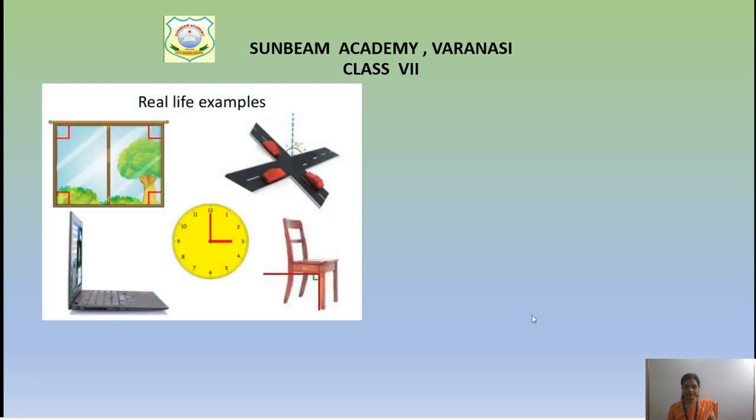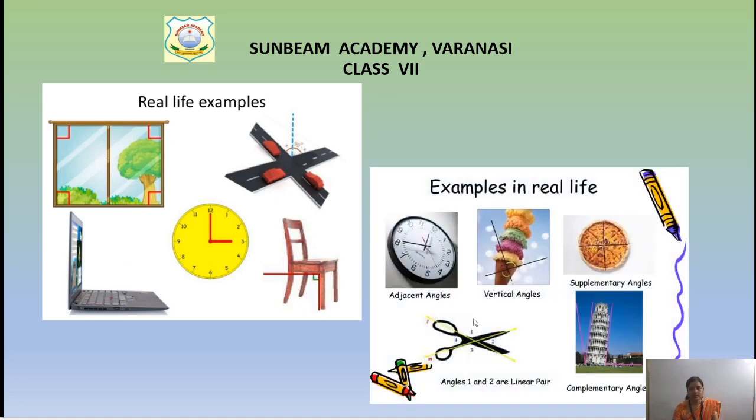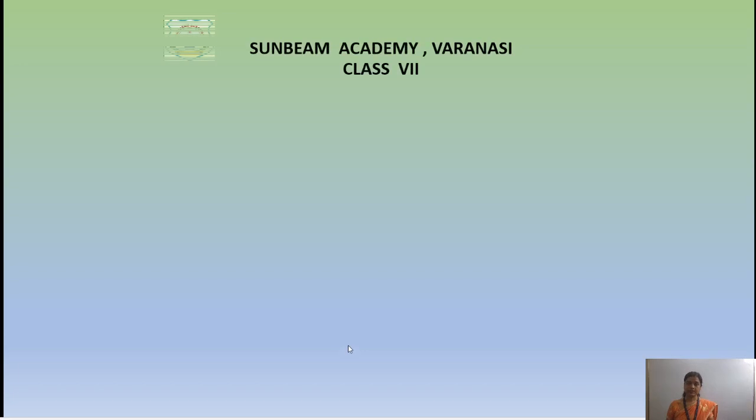See, real life examples, children. You can relate to them. Some of them are showing 90 degrees. Then this is also 90 degrees. And now see here, linear pair, complementary angle. See the complementary angle, children. Supplementary angles, they have shown through pizza. Vertically opposite angles. Adjacent angles, children. See the adjacent angles, they have shown through a clock. So these are different real life examples through which you can explore it.